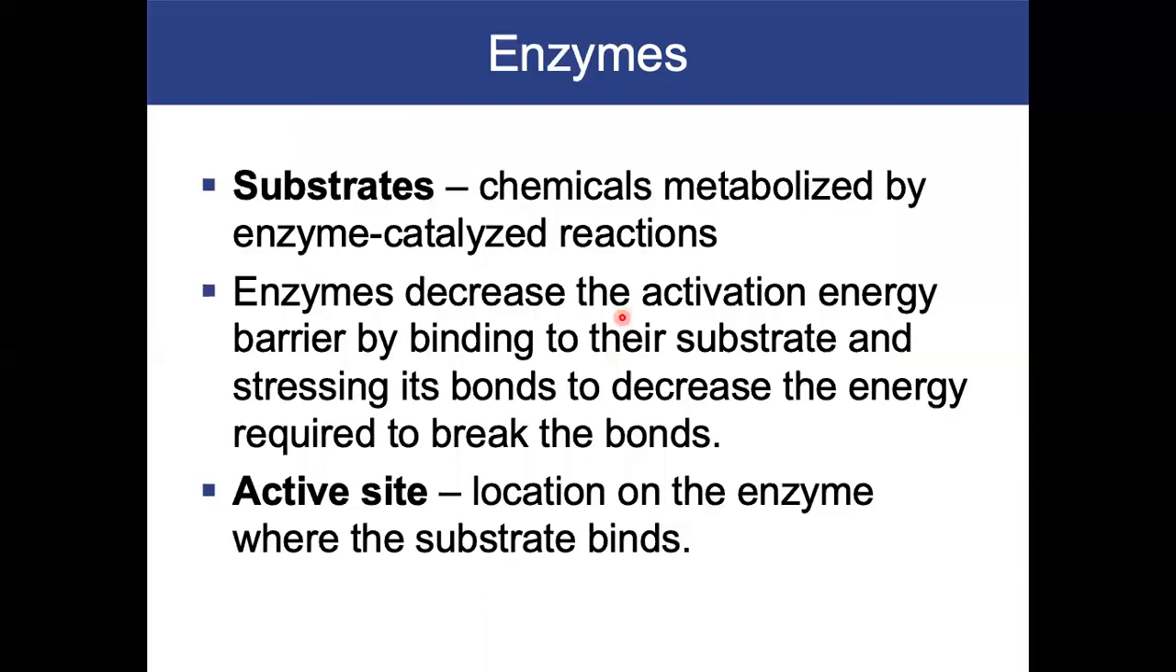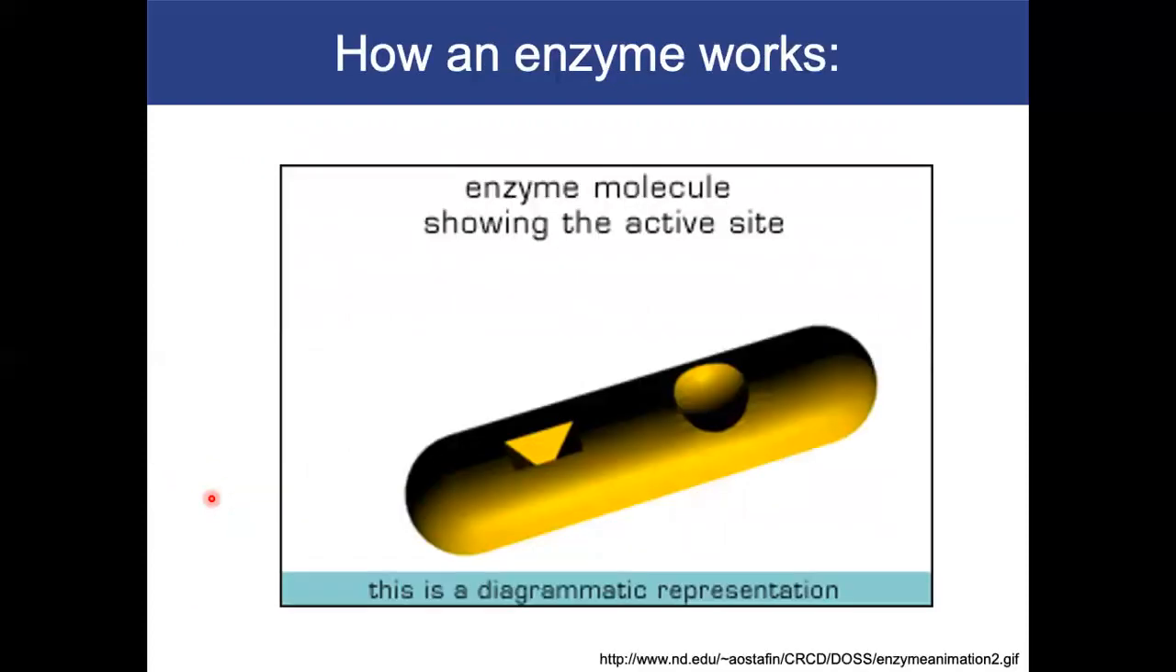So substrates are what the enzyme acts on. Enzymes decrease the activation energy by binding to the substrate and stressing the bonds so that you don't have to put as much energy in to break those bonds. The active site is a location on the enzyme where the substrate binds. So let's look at a picture.